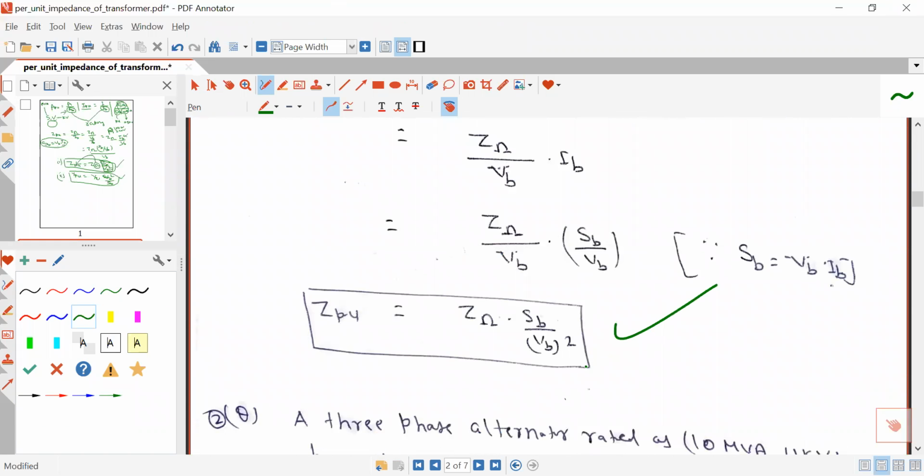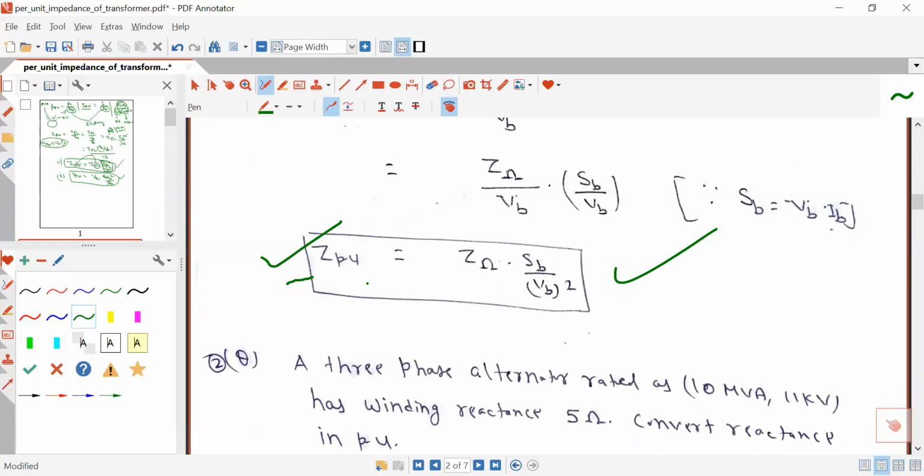So this is the answer for the first question. And you must remember this formula, and it is a very useful formula in the analysis, or you can say in the fault analysis of power system. It is often required. You will see in the next few lectures. It is often required to convert ohm in per unit system.